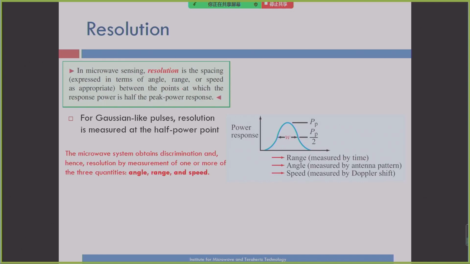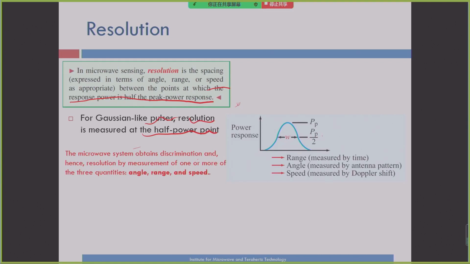So in microwave sensing, the resolution is the spacing between the points at which the response power is half the peak power response. So that means for a Gaussian line shape, the resolution is measured at the half power point. So if the peak power is 0 dB, then the half power point should be at the position corresponding to half of that value.